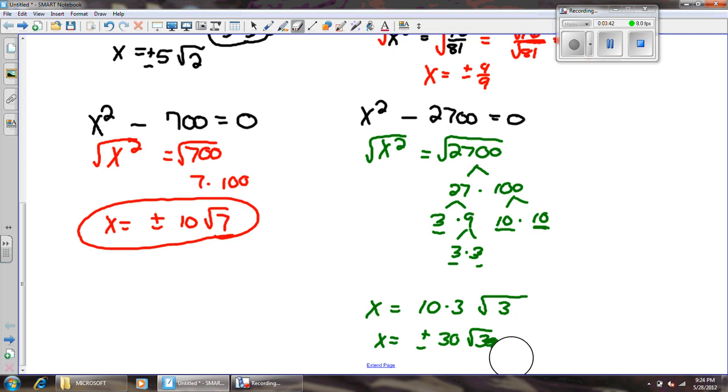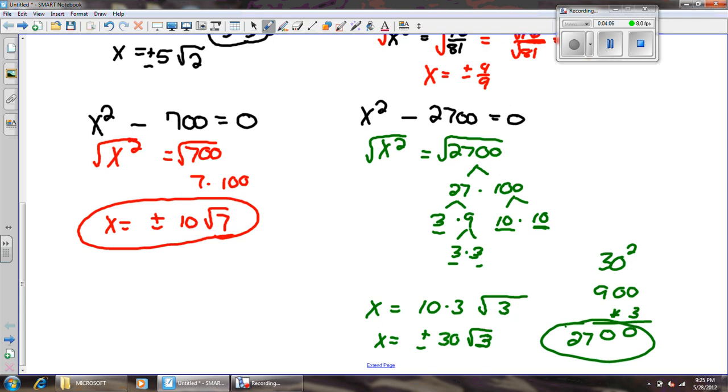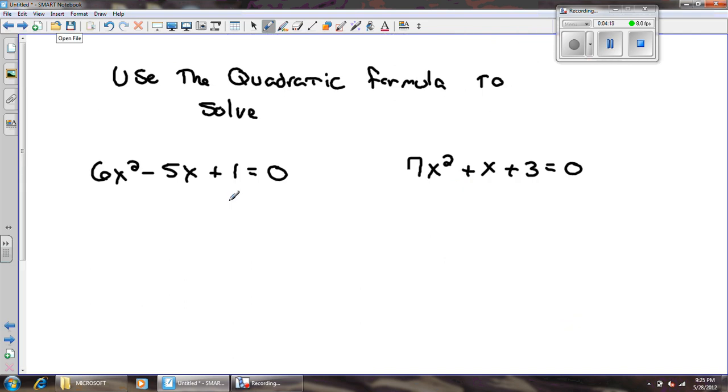All right, now let's see if I can erase that. Okay, so if you want to check that, by the way, you can square 30, get 900, and then multiply it by 3. 0, 0, 9 times 3 is 27. And notice that number matches the 2700. So I know I did it correctly. Of course, some of you are thinking, I'll just use the quadratic formula, and it's okay to use the quadratic formula. The only reason I wouldn't use it is time.